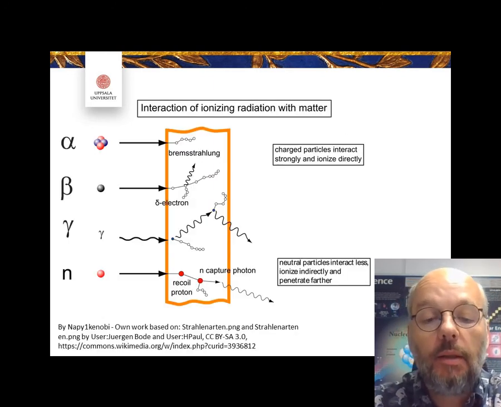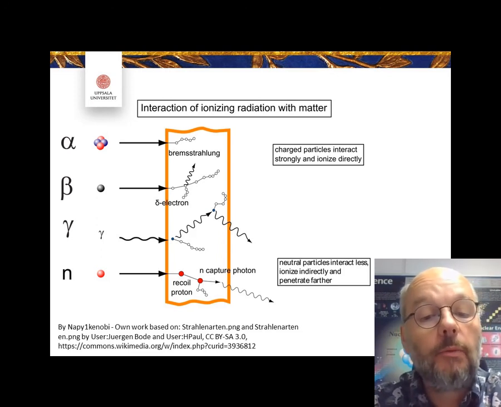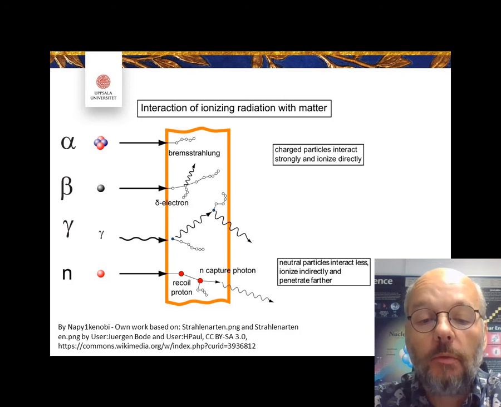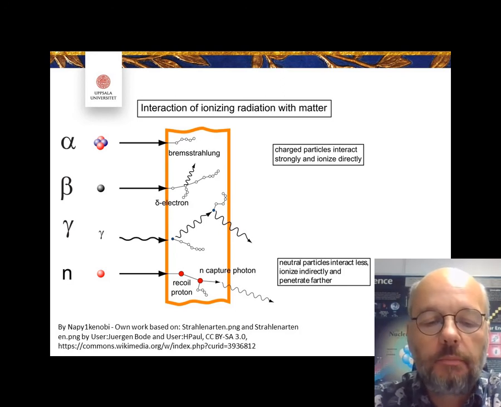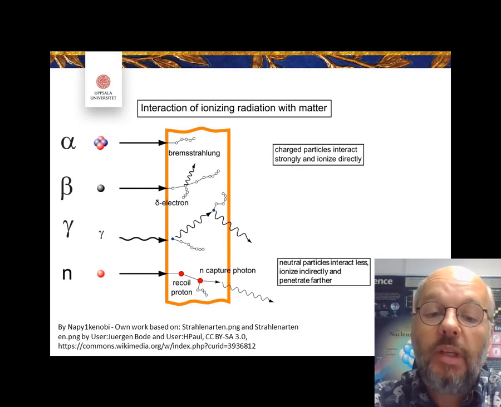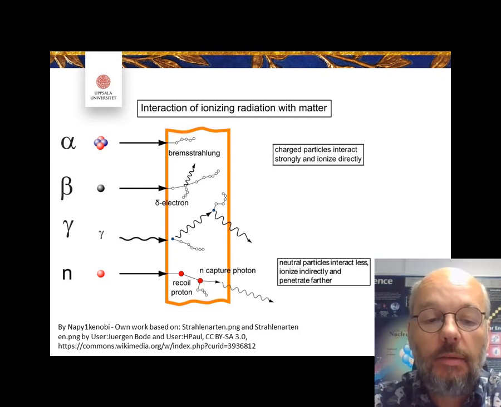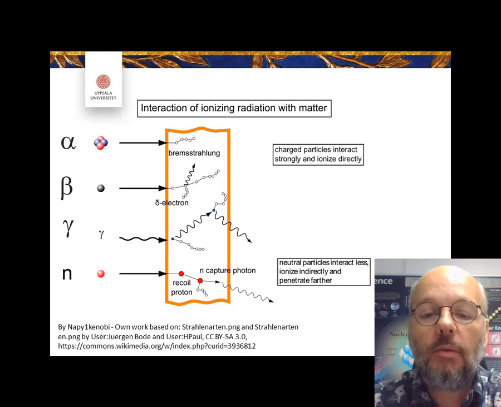Gamma rays, on the other hand, ionize much more sparsely, and they might only have one interaction inside the sensitive volume of the detector, or maybe none at all. So the trick of the detector is then to be able to detect even single ionizations in order to be sensitive for the detection of gamma rays.